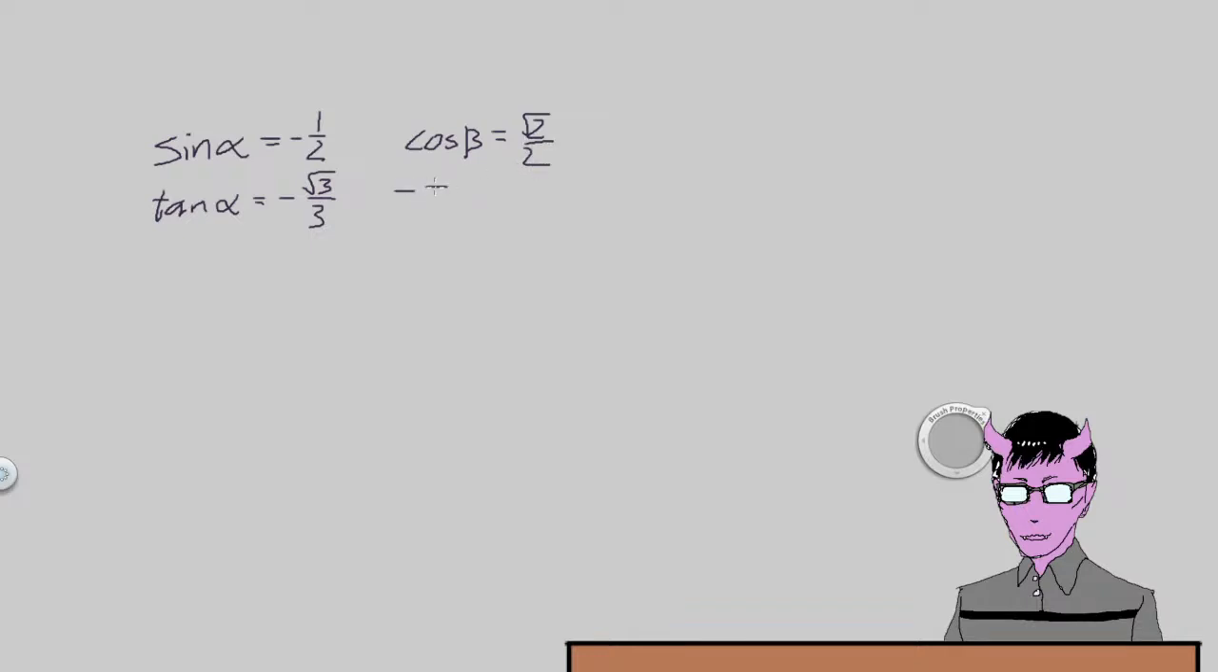And then we're told that beta is an angle between negative pi and 0. And we are asked to evaluate cosine of pi minus beta.